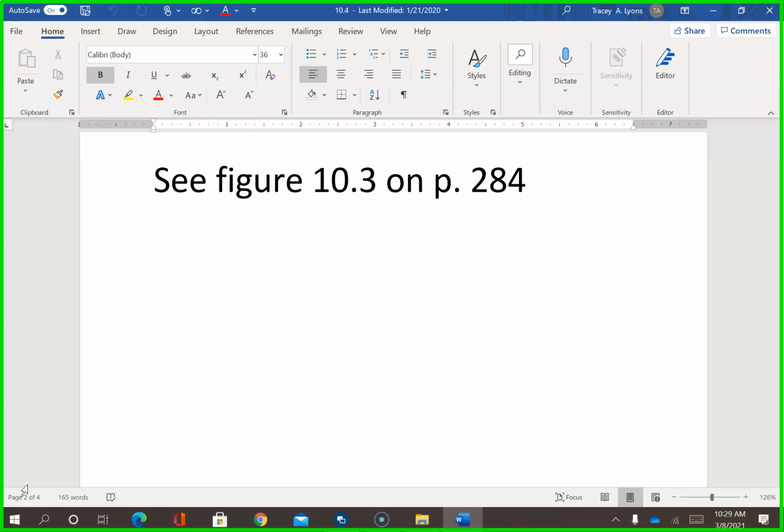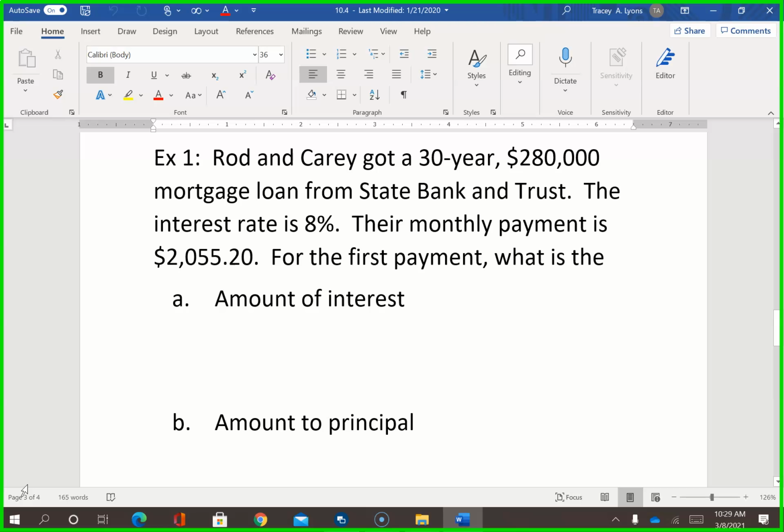So here's the first one. Rod and Carrie got a 30-year, $280,000 mortgage loan from State Bank and Trust. The interest rate is 8%. Their monthly payment is $2,055.20. They're only looking for the very first payment. So on the amount of interest, we have done this before.